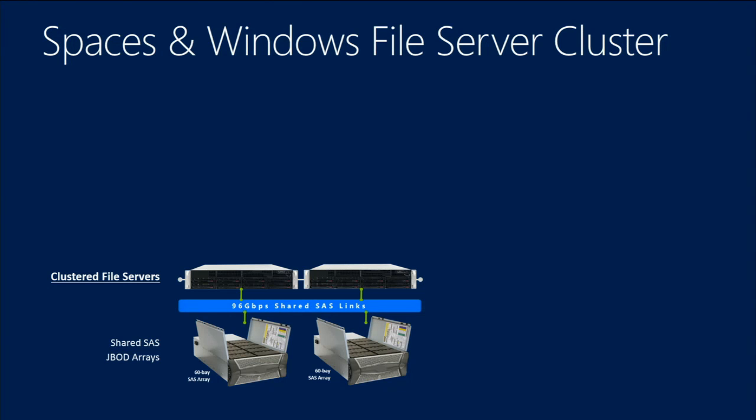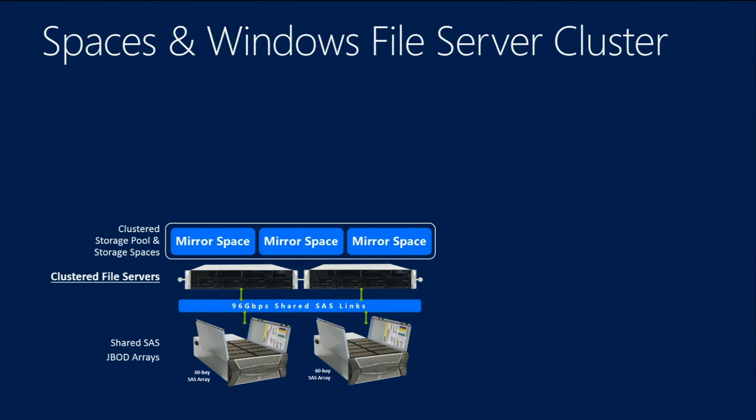If one of those SAS controllers were to go down in either the file server or the JBOD array, I still can see my data. And the same thing with file server on the right. Both have 2 connections to each JBOD. And because SAS has so much throughput, my total of 8 SAS cables gives me 96 gigabits of raw throughput from my file servers to these 2 JBODs here. It's a lot of throughput for my storage.